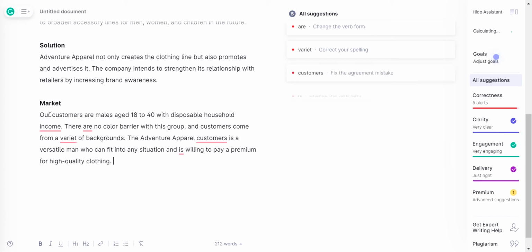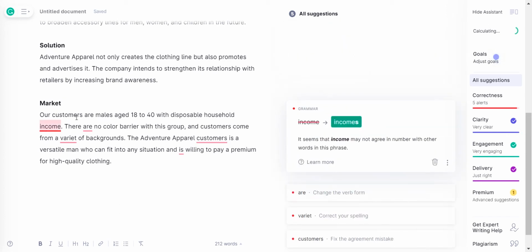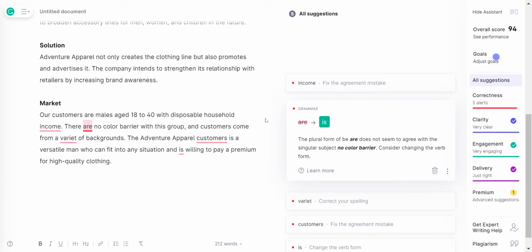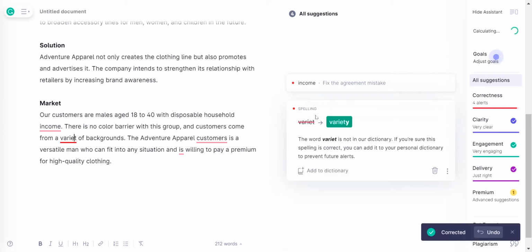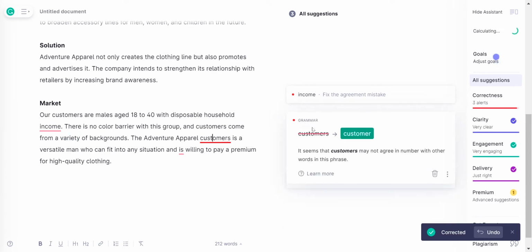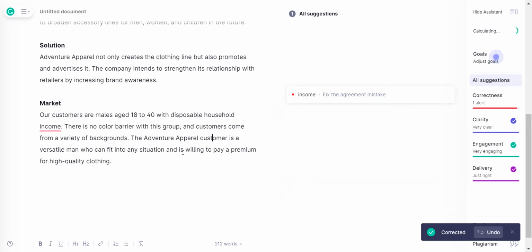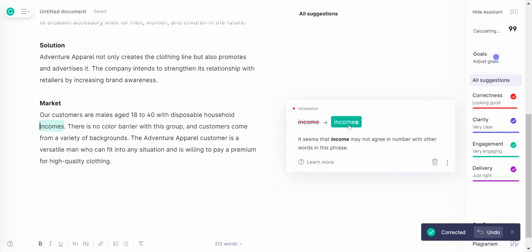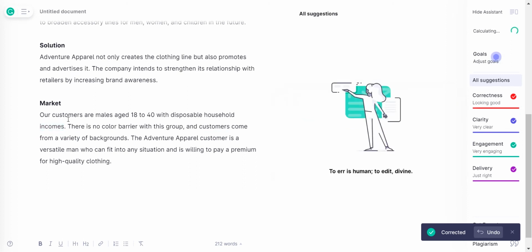All right, so we're looking pretty good here, you guys. So our customers are males aged 18 to 40 with disposable household income. There are no color barriers. I think I'm supposed to put the word is, not are. Let me actually do these error fixes. Now you can see there is no color barrier within this group, and customers come from a variety of backgrounds. The adventure apparel customer is a versatile man who can fit into any situation and is willing to pay a premium for high quality clothing.